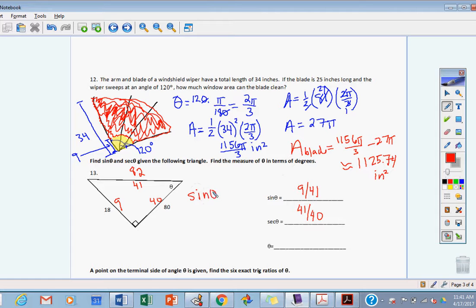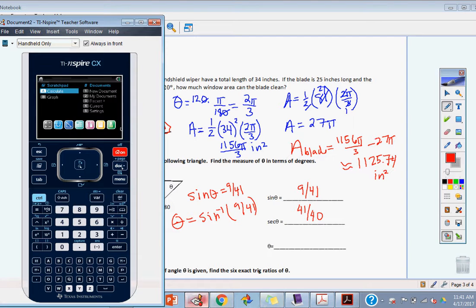So basically, sine theta is equal to 9 over 41. You're telling the calculator, hey, I know the ratio, what's the angle? And the way to do that is to literally say, let's do sine inverse, or the inverse sine, of 9 over 41. So when I do that, you've got to make sure your calculator's in degree mode.